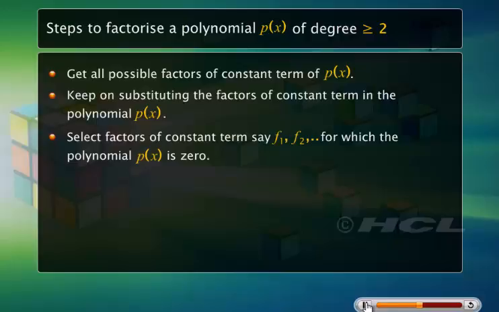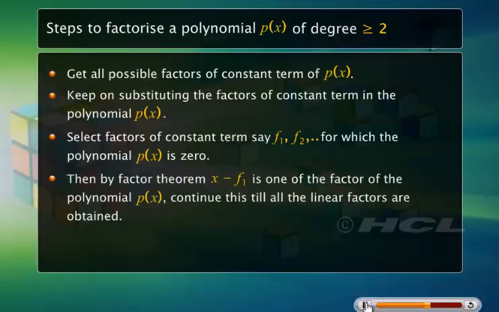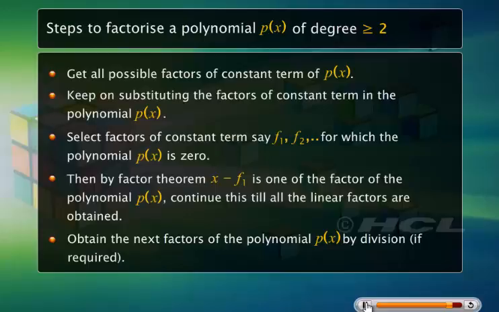Select those values among the factors of constant term, say f1, f2 and so on, for which the polynomial p of x becomes 0, since f1 is a 0 of the polynomial. According to the factor theorem, x minus f1 must be a factor of the polynomial p of x. Continue this till all linear factors are obtained. Remember, the number of linear factors will at most be equal to the degree of polynomial. If required, find the other factors of the polynomial p of x by division of polynomials.